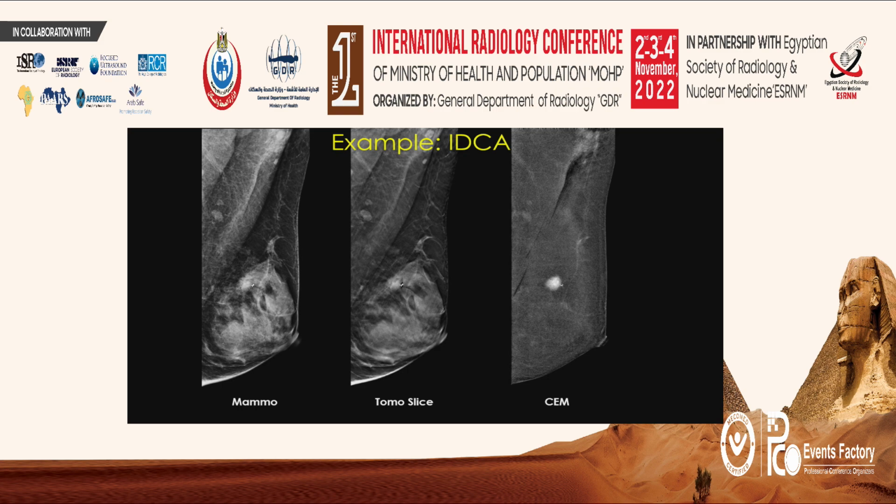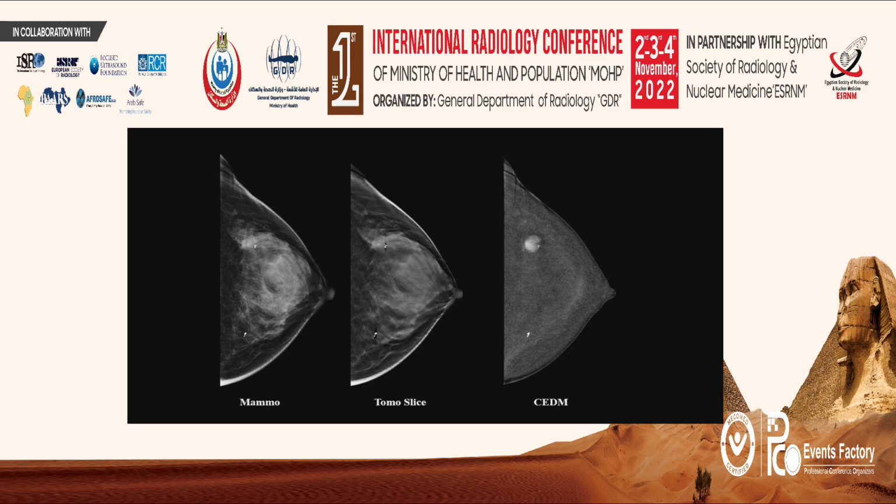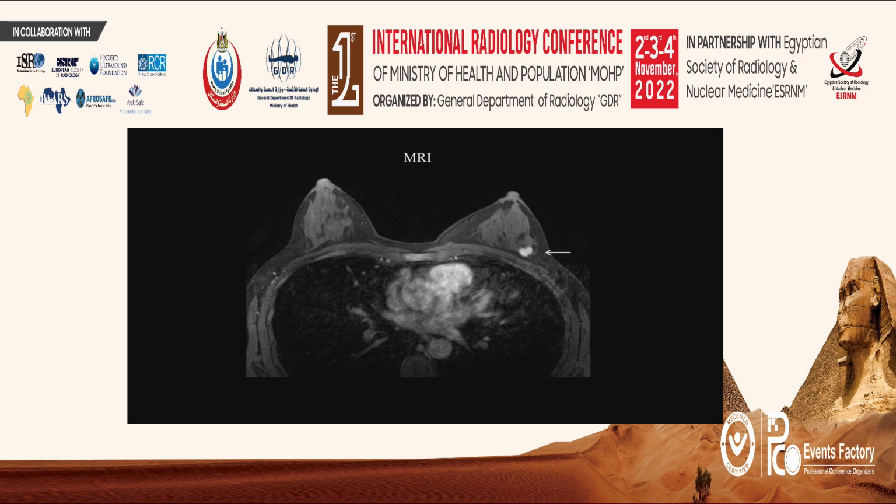Here's an example of contrast mammogram, this is from my study with Dr. Zhou. The mammogram's on the left, the appropriate tomo slice is in the middle, and the contrast mammo is on the right, and you can see that the lesion enhances very brightly. CC view shows the same thing. Here's the MRI, which shows that the MRI appearance is very similar. It's circumscribed, rapidly enhancing.